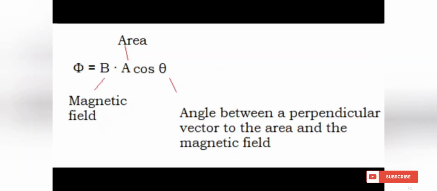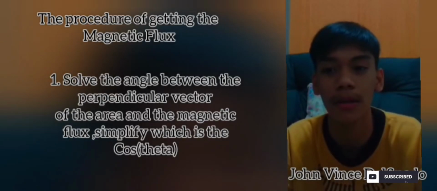In order to get the magnetic flux, we will use the mathematical formula B multiplied by A cosine theta. B represents the magnetic field, A represents the area, and theta represents the angle between a perpendicular vector of the area and the magnetic field. This is the procedure of getting the magnetic flux.